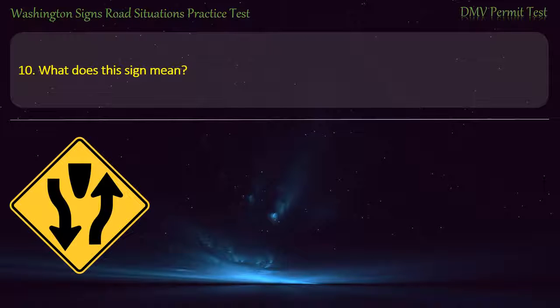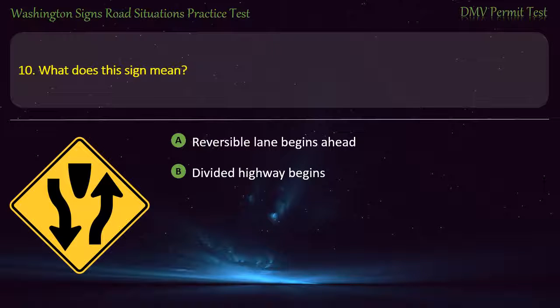Question 10. What does this sign mean? Reversible lane begins ahead. Divided highway begins. Roundabout ahead. Chicane ahead. Answer. Divided highway begins.